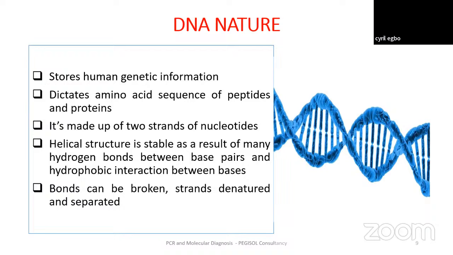They have a helical structure, which is stable as a result of many hydrogen bonds between the pairs, and there is a hydrophobic interaction between them. This bond can be broken and the strands denatured and separated. That is the principle behind the PCR process.